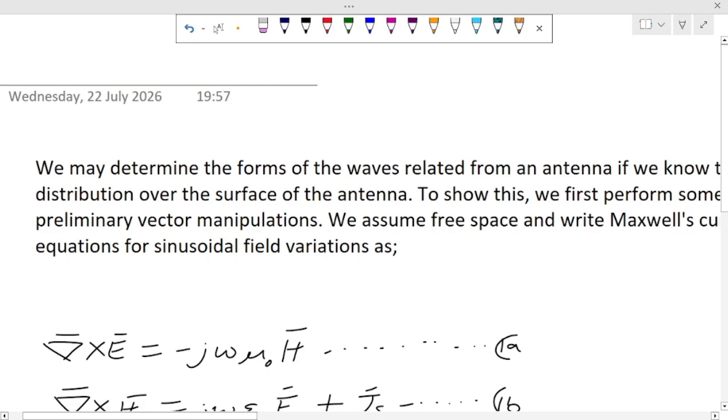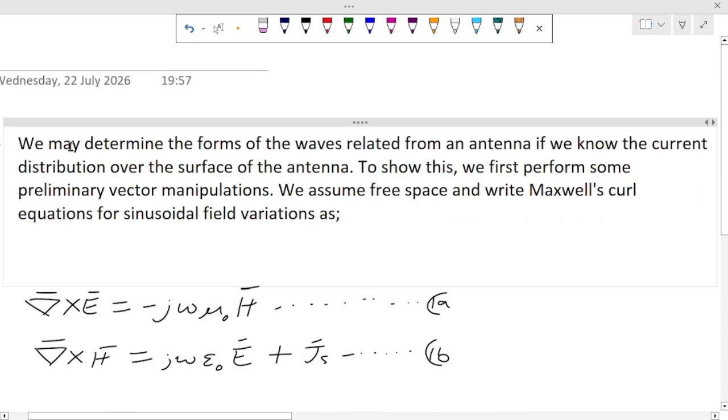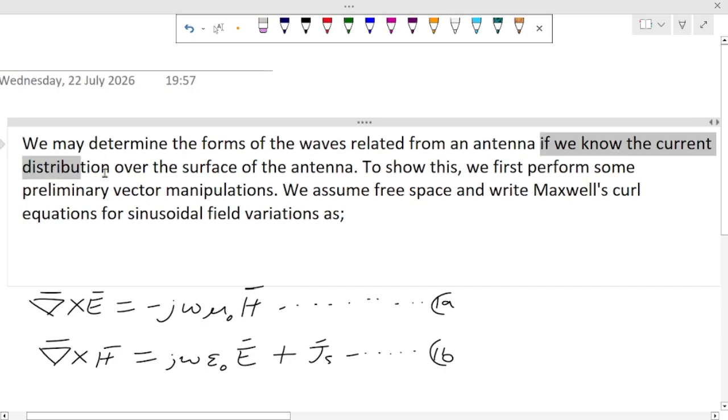So, looking at the first thing that was done in class, the first statement: we may determine the forms. I just talked about forms of waves, meaning the characteristics of a wave. Knowing the characteristics will help us to work with that particular wave or antenna properly and efficiently. So the wave is going in which direction, what is the intensity, and things like that. How do we determine them? We may determine the forms of wave radiated from an antenna if we know what? If we know the current distribution over the surface of the antenna.